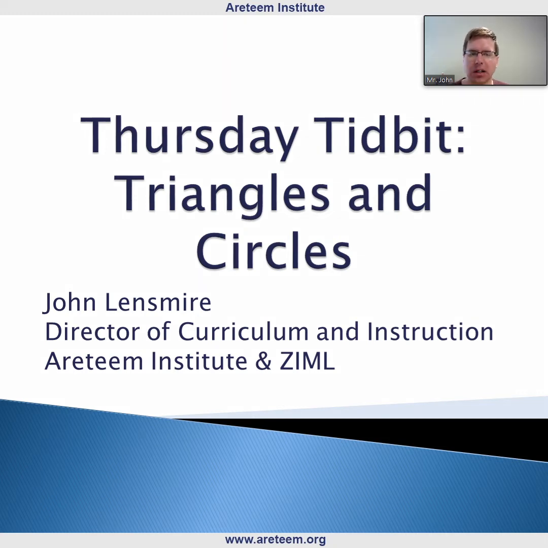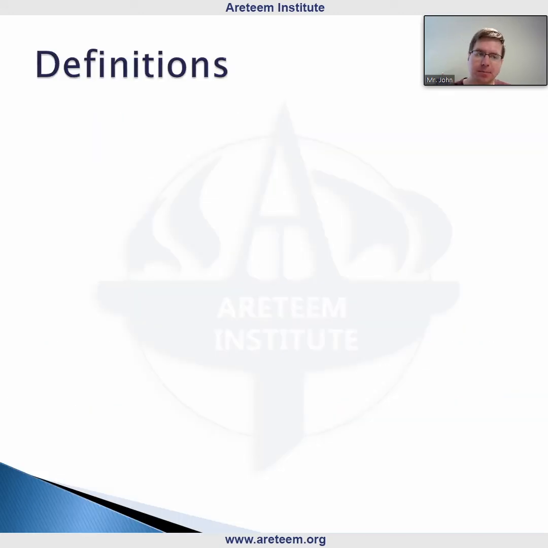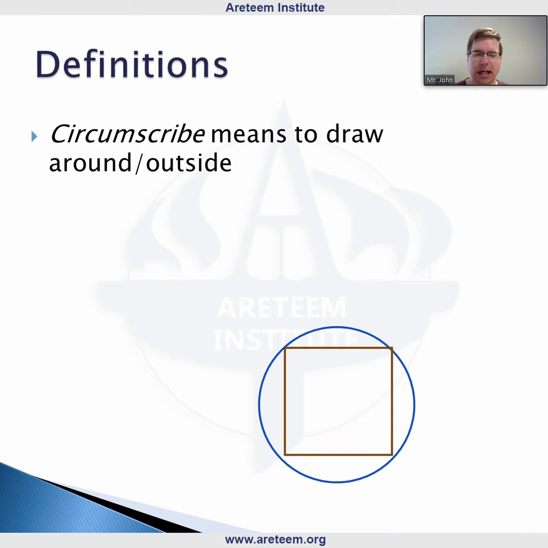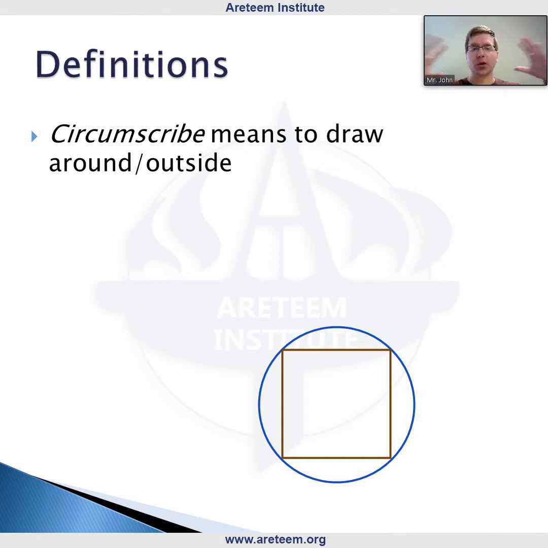So let's get started with a couple of definitions. Our first definition is that of circumscribed. Circumscribed means to draw outside or around another shape. I'm going to do this a little bit backwards, but if we have a circle, and a square drawn inside the circle, how we'll typically describe this is that the circle is circumscribed around the square.